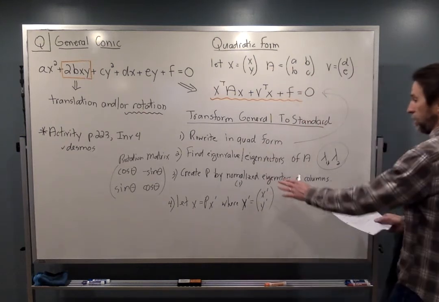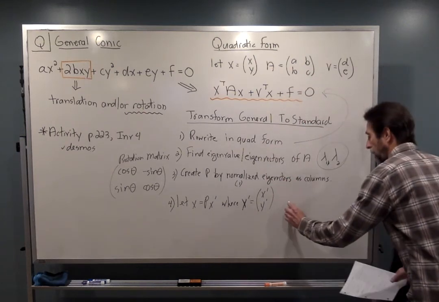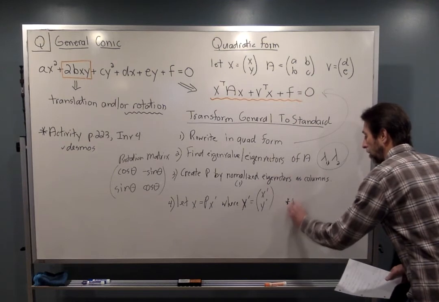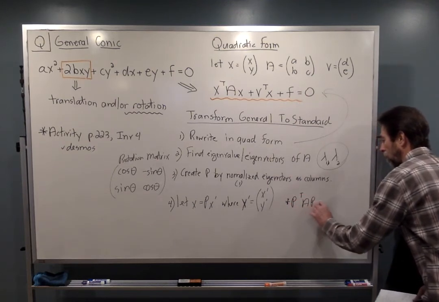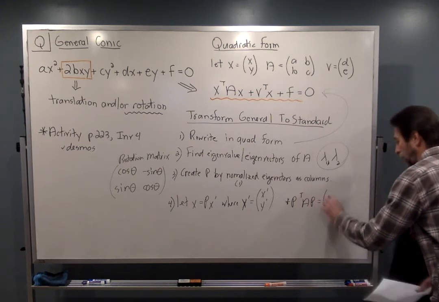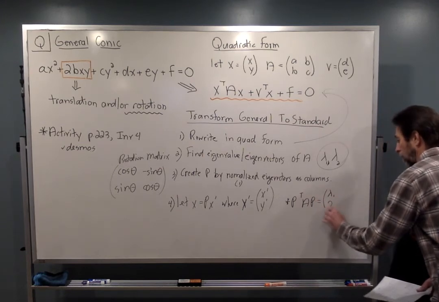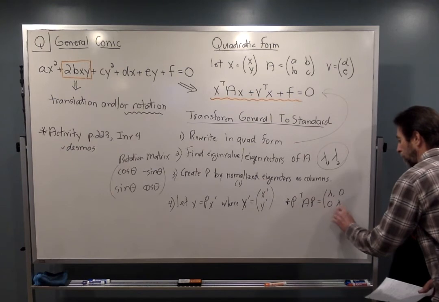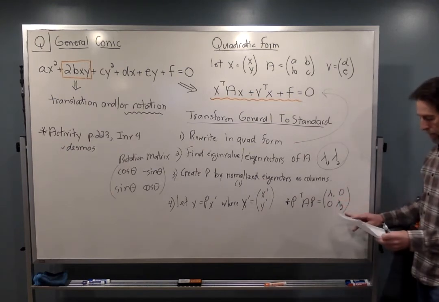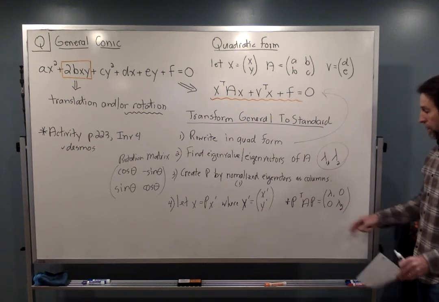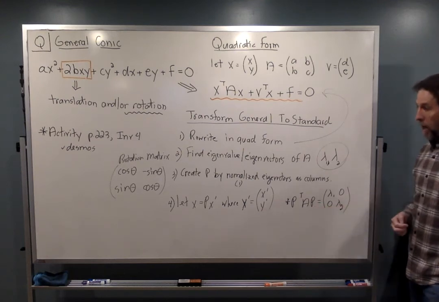One other thing about this, remember that if we have P transpose A P, that's basically going to be your matrix with the eigenvalues along the main diagonal and zeros for the other places. The reason for that is P is orthogonal.